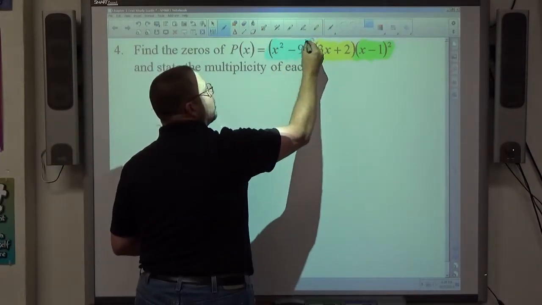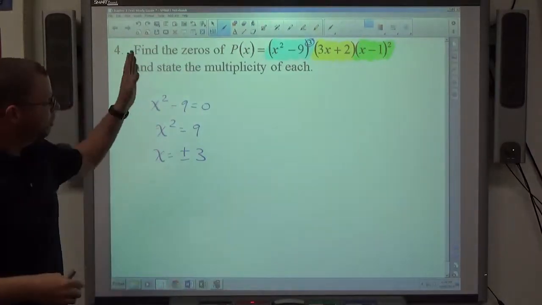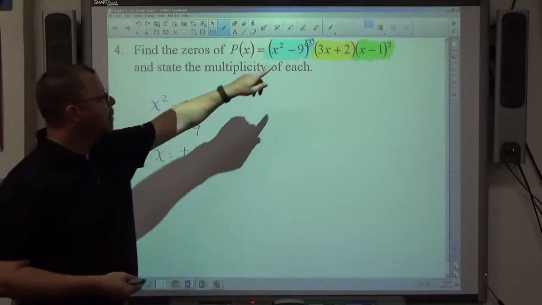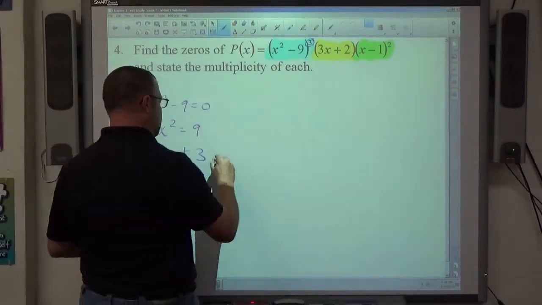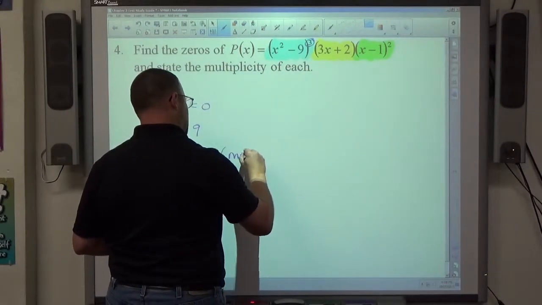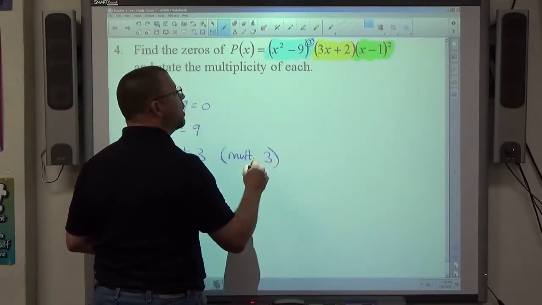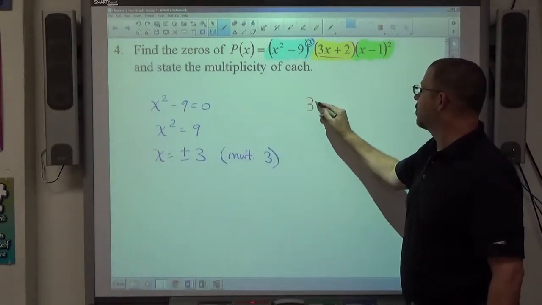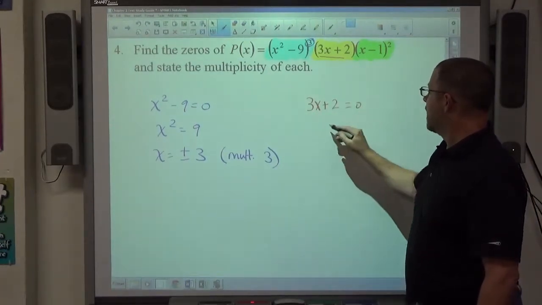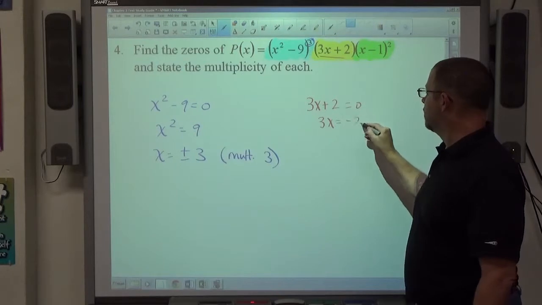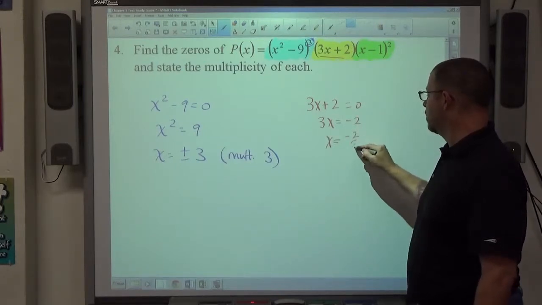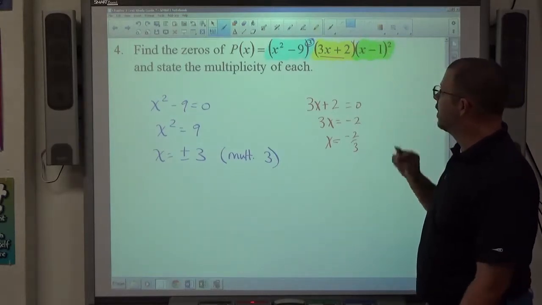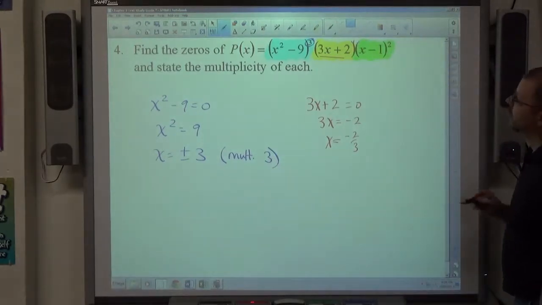The multiplicity is going to match the power there. So x squared minus 9, which is x plus 3 and x minus 3, leaving these two answers, happens 3 times each. So each of these answers have a multiplicity of 3. The second factor is 3x plus 2. So if I set 3x plus 2 equal to 0, that gets me 3x equals negative 2, which gets me x equals negative 2/3. And that's just happening to the first power, so that's multiplicity 1. No need to state multiplicity when it's just 1.